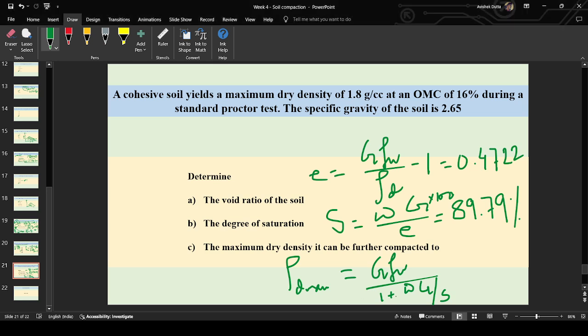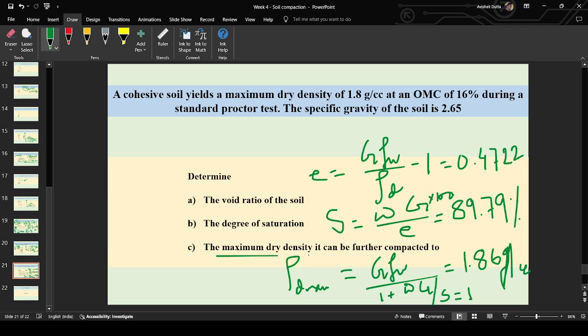1.86, very good. But I want to tell you something. Do not use the value you obtained in the previous answer, like S equals 0.8979. I've asked about the maximum dry density, right? That will be obtained only if S equals 1. And the value we get is approximately 1.86 gram per cc. Okay, any doubt, anyone?